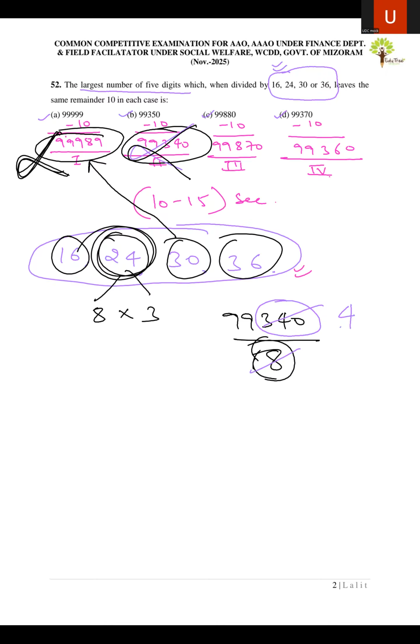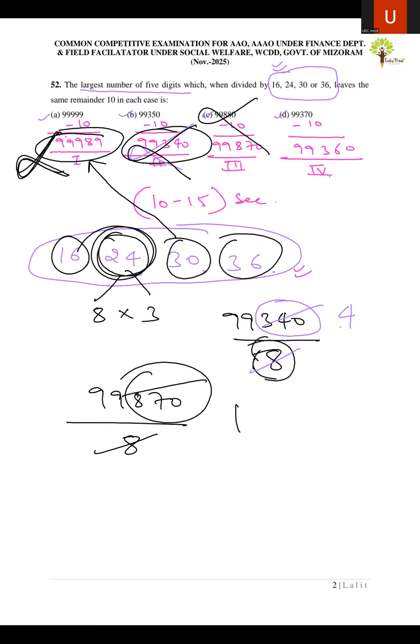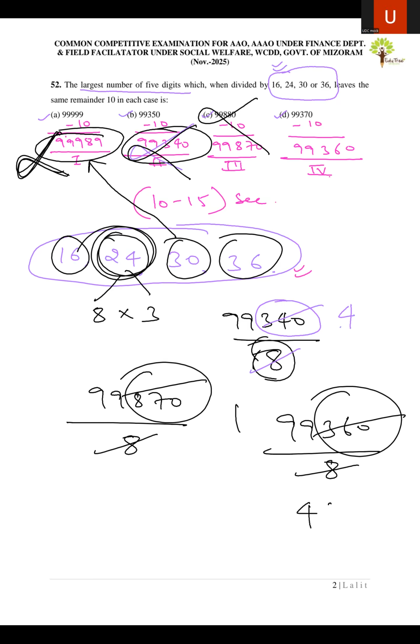Now let us check 99870. Is this divisible by 8? Last three digits, 870, again not divisible, so this is also not the answer. The remaining is 99360. Just check it by 8. Is this divisible by 8? Yes. 8 times 4 is 32, 8 times 5 is 40. This number is divisible, so I can say this is the only option.